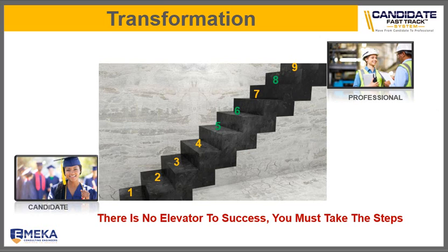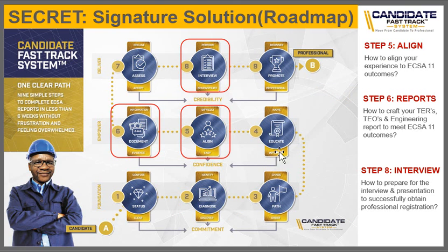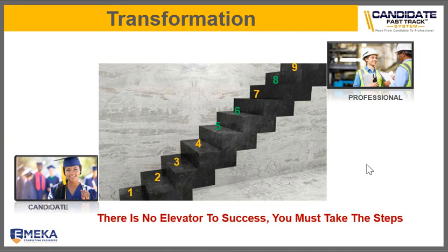Right, what is the transformation? Okay, you need to follow a system, a step-by-step roadmap, like we showed you. This is the system that we've created. So it's a step-by-step roadmap that takes you from where you are to where you want to be. So it's critical that you follow it. Have you heard this saying that there's no elevator to success? You must take the steps.